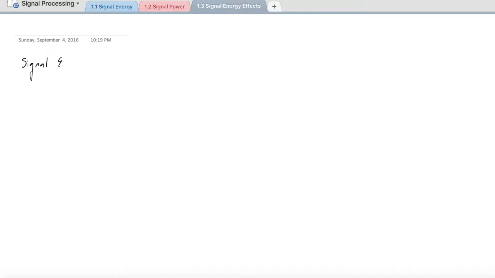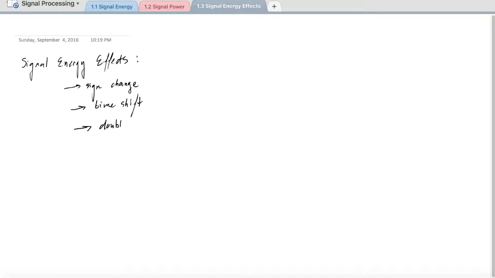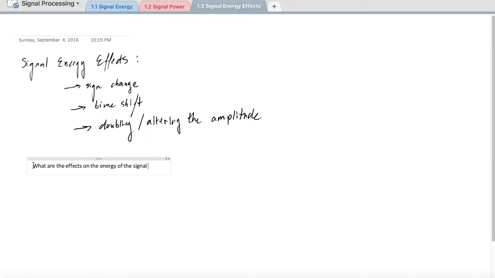So in this video, we're going to be discussing signal energy effects. What happens if we have a function or signal and we have a sign change or a time shift, or even we double or alter the amplitude or magnitude in some way? Basically, what we're trying to find out is what are the effects on the energy of the signal once we make these changes to the signal.